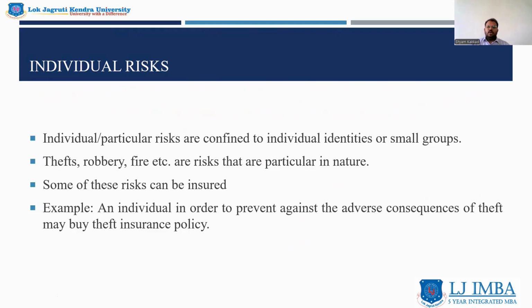The first one is individual risks. As the name suggests, individual risks are confined to individuals, or smaller group of people. Events such as theft, robbery, which are more particular to a human being or very much specific to a person, can be included over here. Some of these risks can be insured. You can prepare in advance for the losses that you may incur or that you may have to face because of being exposed to such individual risk.